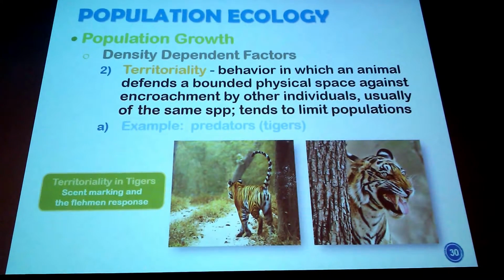Do both the males and females mark like that? I believe so. Yes. So it's not urine? No, it's a scent gland that will express it, and it might come out the same place where urine does, but it's a scent gland that causes that.